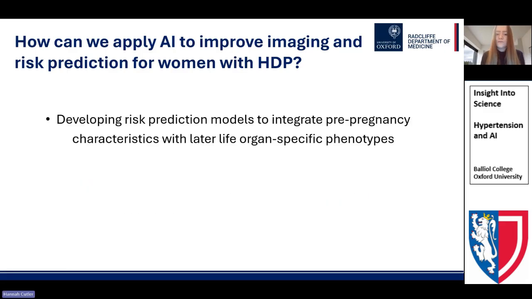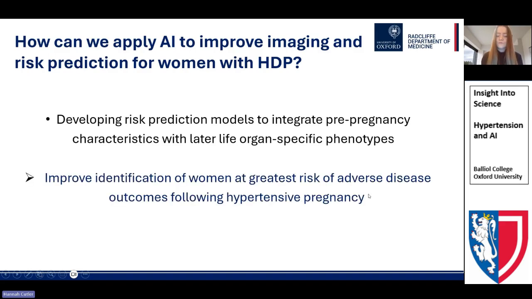The second thing that we can use AI to do is to develop risk prediction models to integrate pre-pregnancy characteristics with later life organ-specific phenotypes. So maybe their type of pregnancy, characteristics of their delivery, all of these, if we integrated them into a particular model, we might be able to predict later life organ phenotypes. This would improve identification of the women at greatest risk of adverse disease outcomes following hypertensive pregnancy. Therefore we could follow these women up and also maybe prevent disease in them.